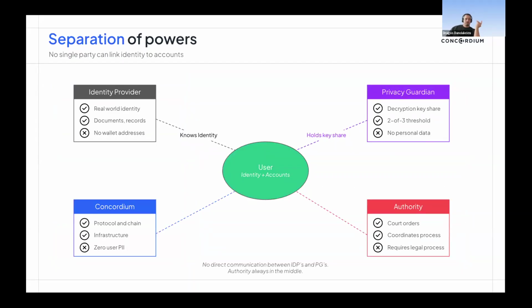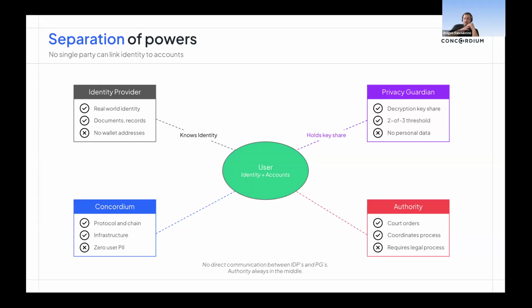How this works, and an important bit behind this, is the separation of powers. So no single party can link an identity to an account. As you can see in here, we have the identity provider. They know your real-world identity and they have your documents and records, but they don't actually know which one is your wallet address. So when you create an account based on an identity, the identity provider has no idea that it's you that made that account.